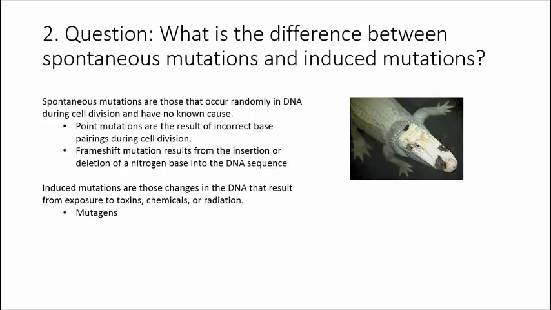A frame shift mutation results from the insertion or deletion of a nitrogen base into the DNA sequence. Frequently, this affects the amino acid code and the protein. Induced mutations are those changes in the DNA that result from exposure to toxins, chemicals, or radiation. These agents are called mutagens because of their ability to cause DNA mutations.